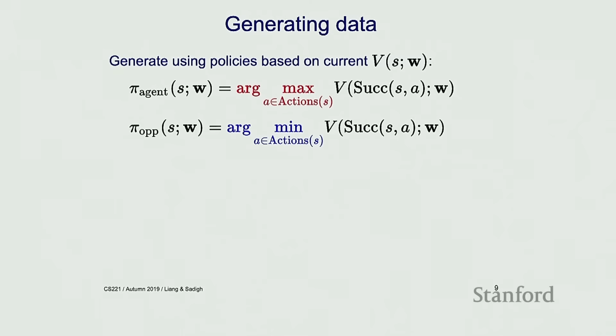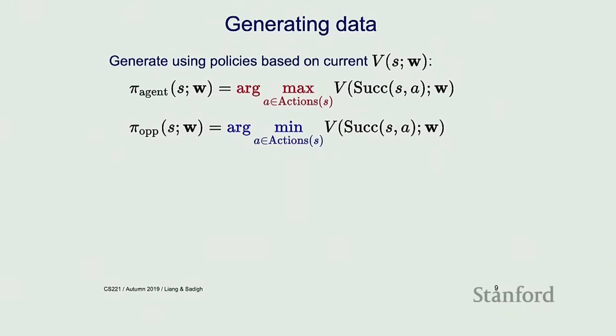So one idea that we can use here is to try to generate data based on our current policy, pi agent or pi opponent, which is based on our current estimate of what V is. Currently, I might have some idea of what this V function is. It might be a very bad idea of what V is, but that's okay. I can just start with that. And starting with the V function that I currently have, I can call argmax of V over successors of s and a to get a policy for my agent.